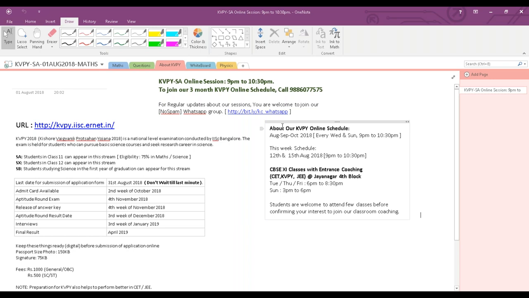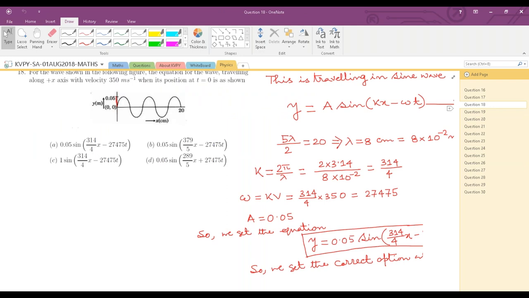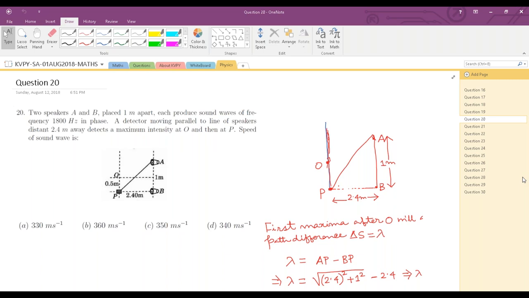Let me look into the question. I got a question: can you please explain the intensity detector sum again? Absolutely. Let me go back to the question. I think it was question number 19 or 20.